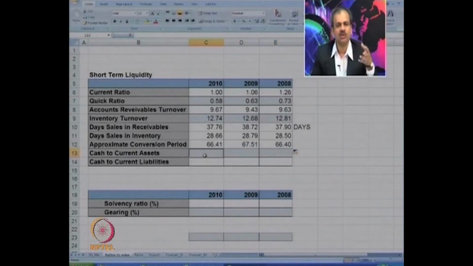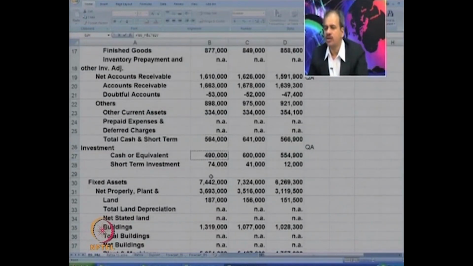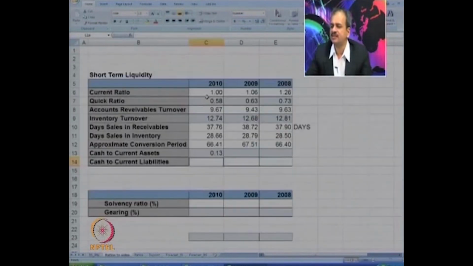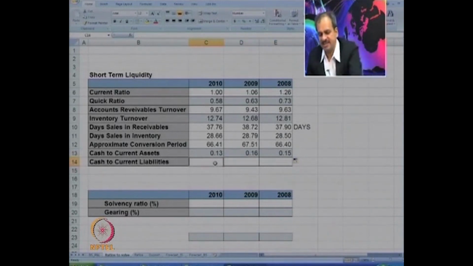Next is a more strict ratio, that is cash to current assets. We are trying to see what is the proportion of cash as a proportion of total current assets. So we divide cash and cash equivalents by the total current assets. So it's 0.13. It is almost constant, but slightly it has gone down. Now a higher ratio will indicate that the current assets are more liquid, they have a higher proportion of cash.